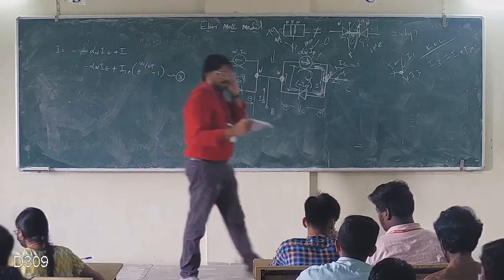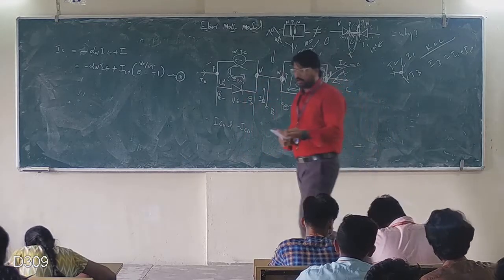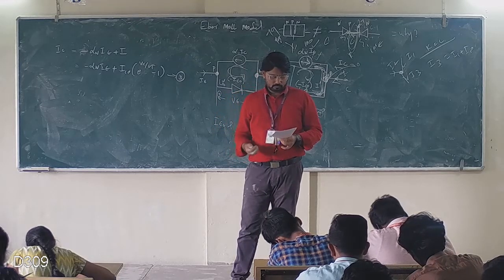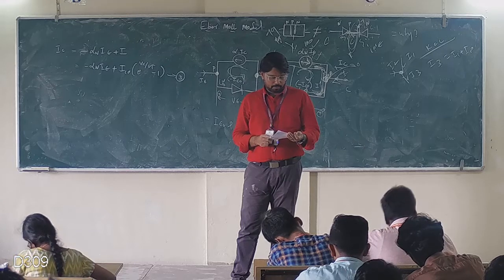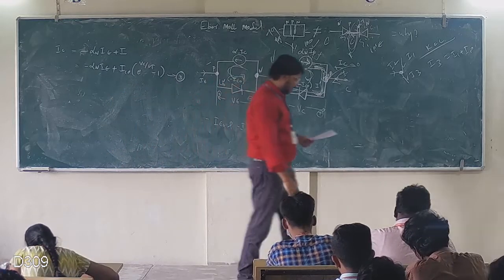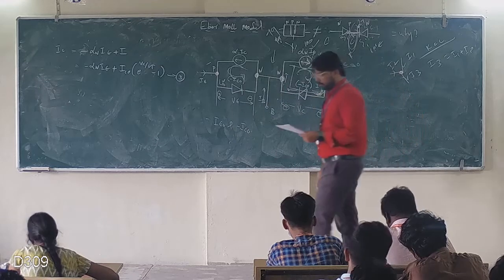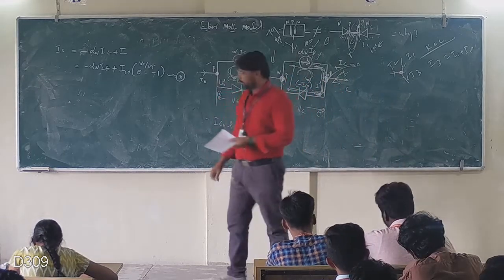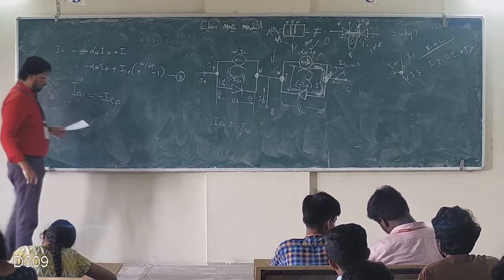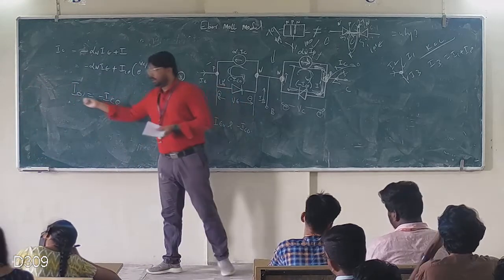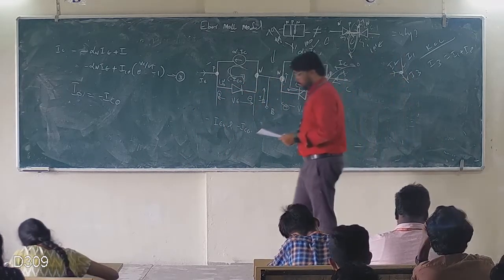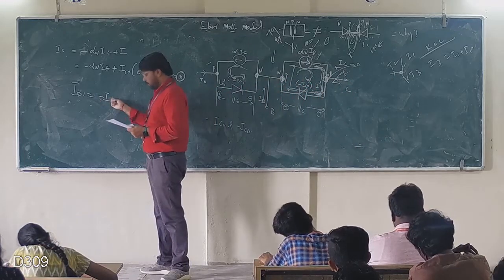Where I is the diode current, and I naught is the magnitude of the reverse saturation current, then I naught is equal to minus ICEO.